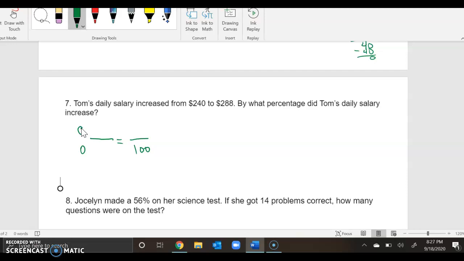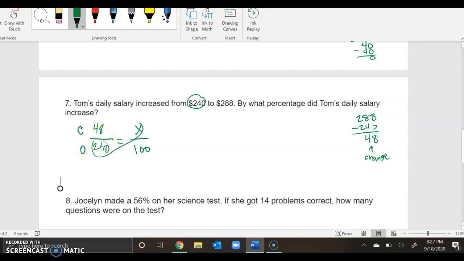So step 1, when it's percent of change, we first have to subtract our information. So we have 288 minus 240 is going to leave us with 48, which is going to be our change. So that number is going to go on top of our proportion. And then we need Tom's starting original salary. So he started off at $240. So that is our original amount. And then X will go over 100 because we do not have a percent.